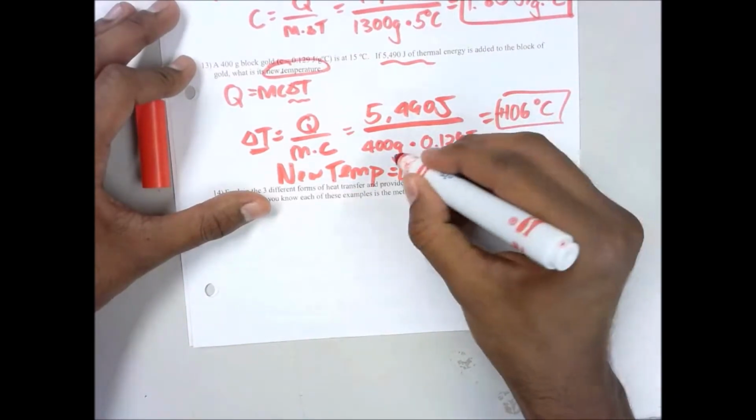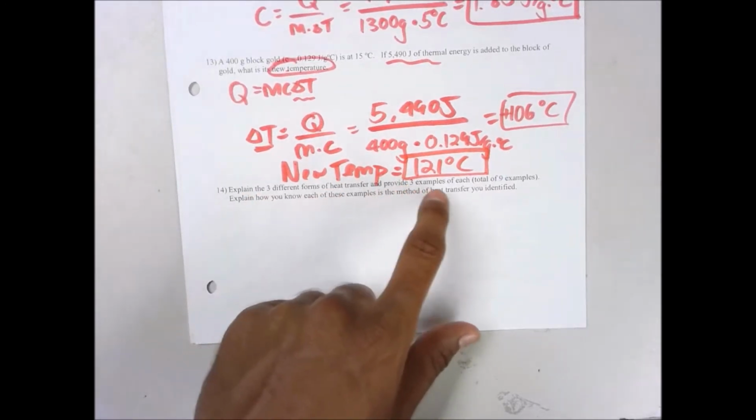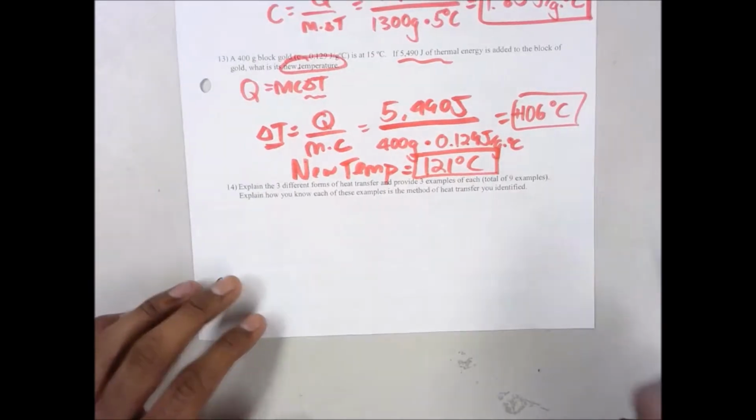Okay. Explain the three different forms of heat transfer and provide 3 examples of each, total of 9 examples. Explain how you know each of these examples is the method of heat transfer you identified. Alright, we gotta be a little creative here.